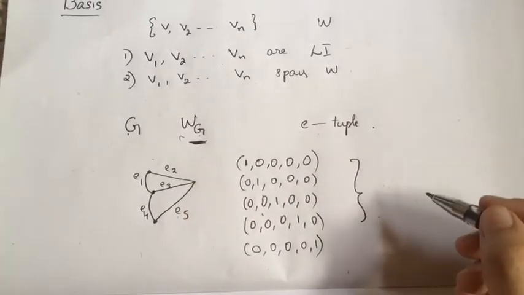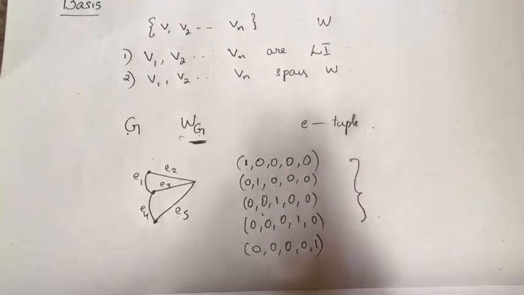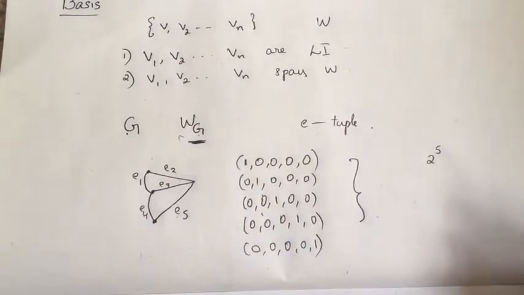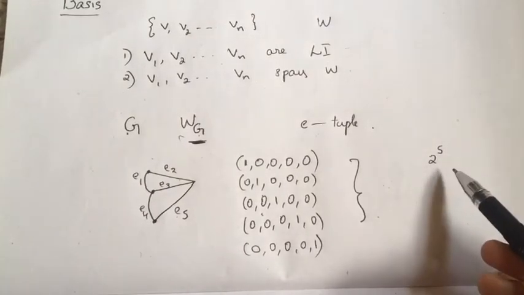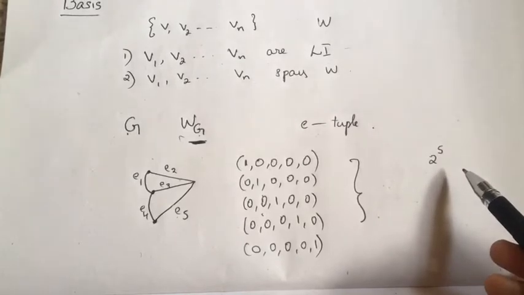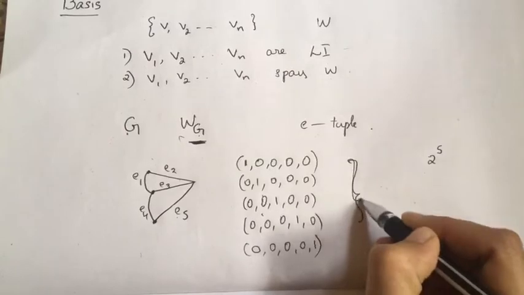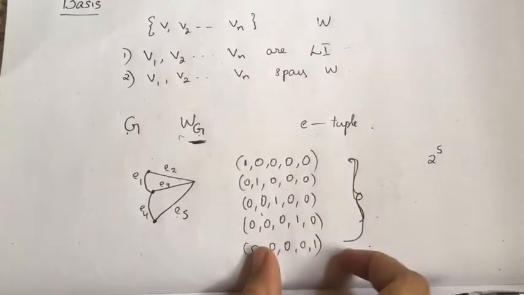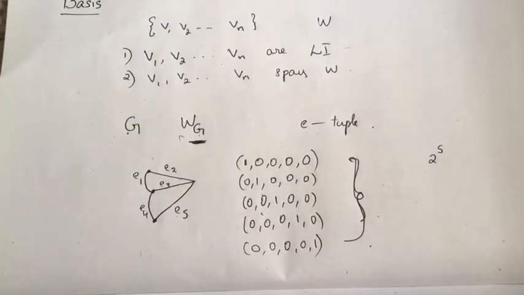In fact, any of the 32 possible subgraphs, including the graph and the null graph, of course, since there are 2 to the power 5 subgraphs, can be represented uniquely by a linear combination of these vectors. That's why we say that this forms a basis for the vector space WG.